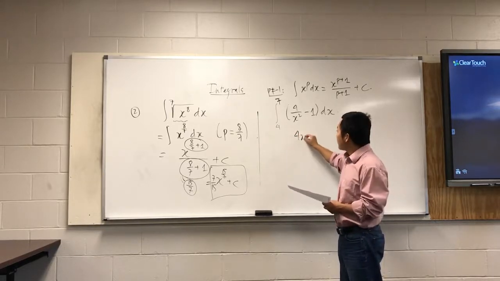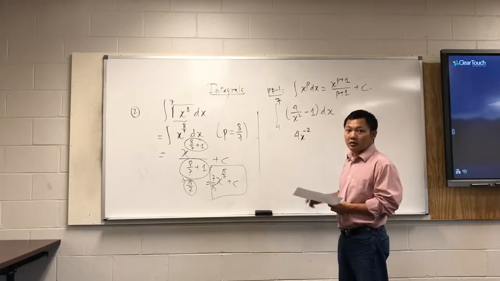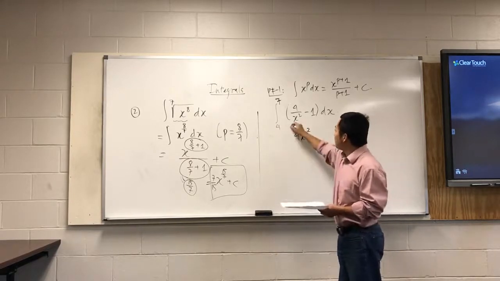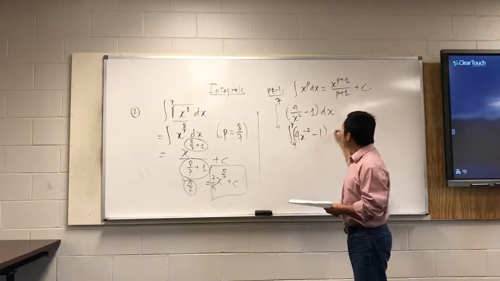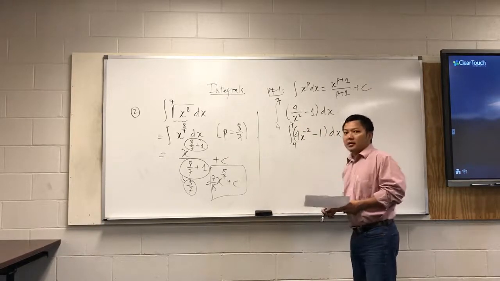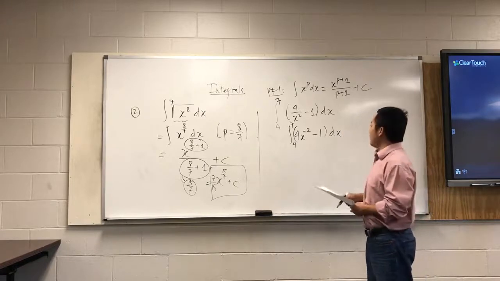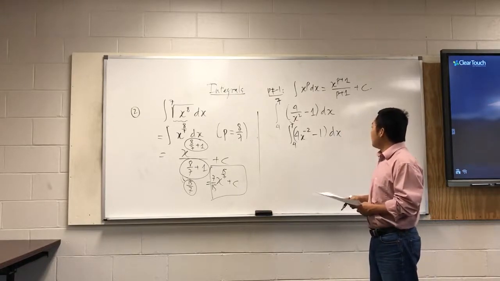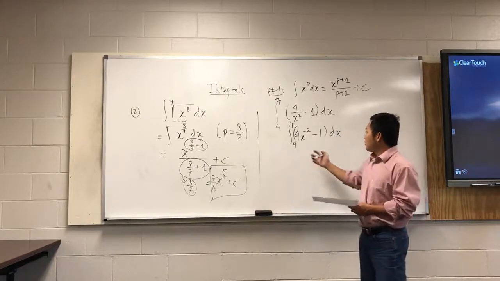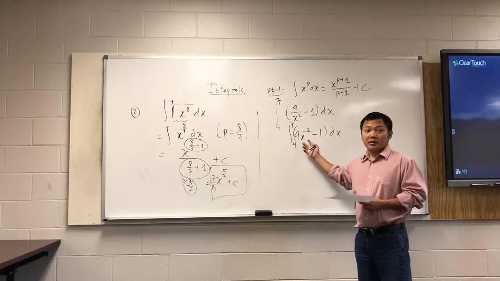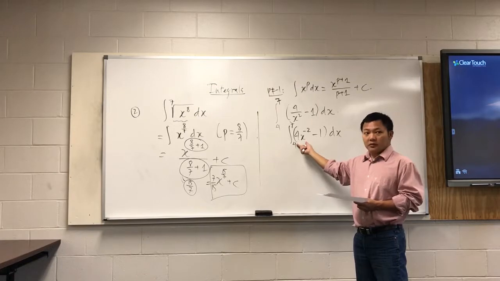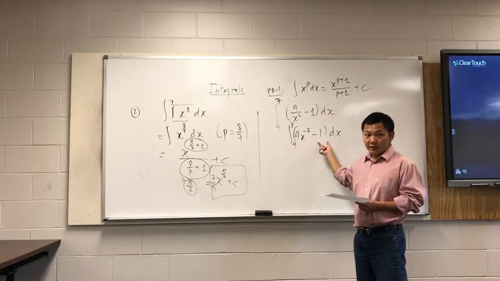Yeah, that is 4x to negative 2, right? So the power in this case is negative 2. The integral from 4 to 7 of (4/x^2 minus 1) dx. Yesterday I showed you 2 ways to solve this integral. The first way is that we can split this integral into 2 integrals, for 4x to negative 2 and for negative 1.